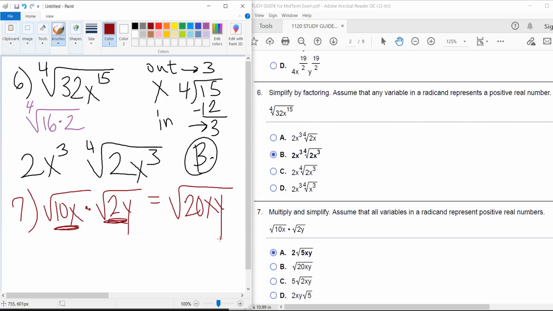Now the 20 is not in simplest form. We can actually break that down. The factors of 20 that would work are 4 and 5. Because we know the square root of 4 is 2, so that goes on the outside. And the 5 stays on the inside along with the x and y. So choice A is the correct answer.